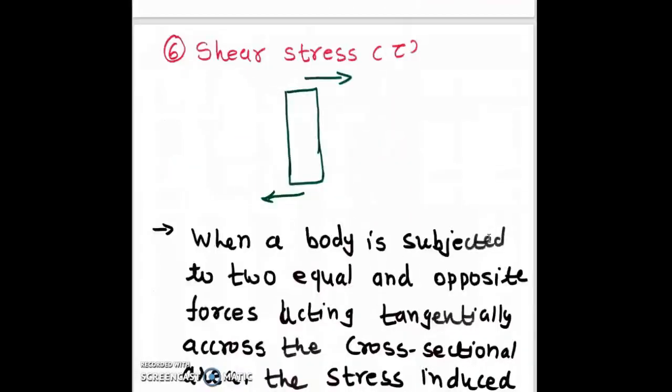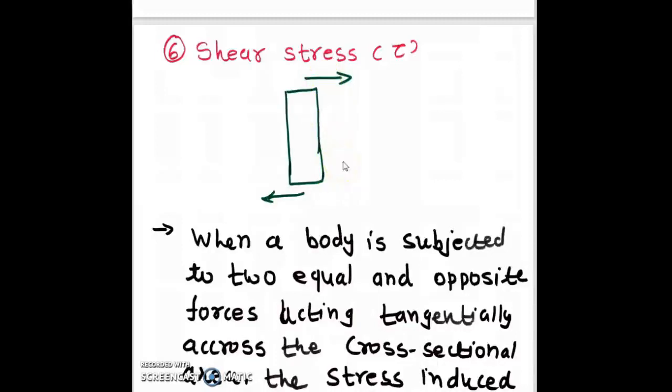Now, shear stress. Shear stress is different from direct stress. In direct stress, the load axis and cross-sectional area are perpendicular. But in shear stress, the load axis is parallel to the cross-sectional area. That means forces acting on the object are tangential to the cross-sectional area, and at that time stress is produced inside the body. It is known as shear stress. In the sketch, you can see the load axis is horizontal and the cross-sectional area is also horizontal. So we can say two equal and opposite forces acting on the object are tangential to the cross-sectional area.